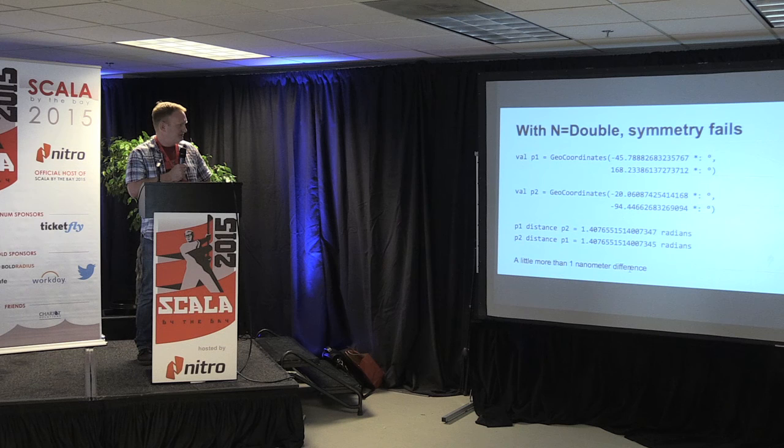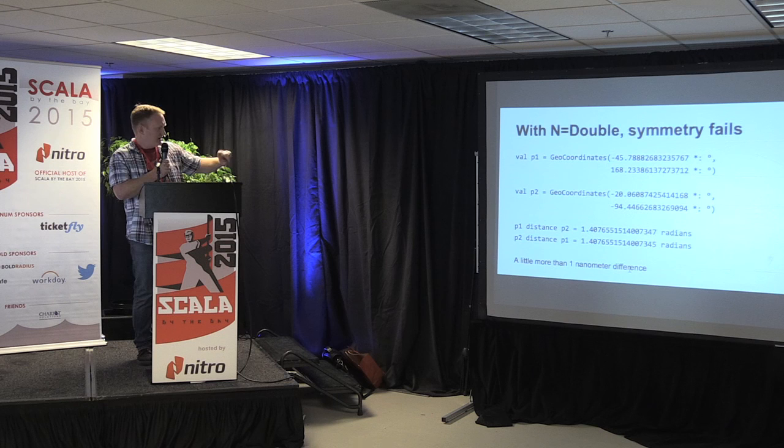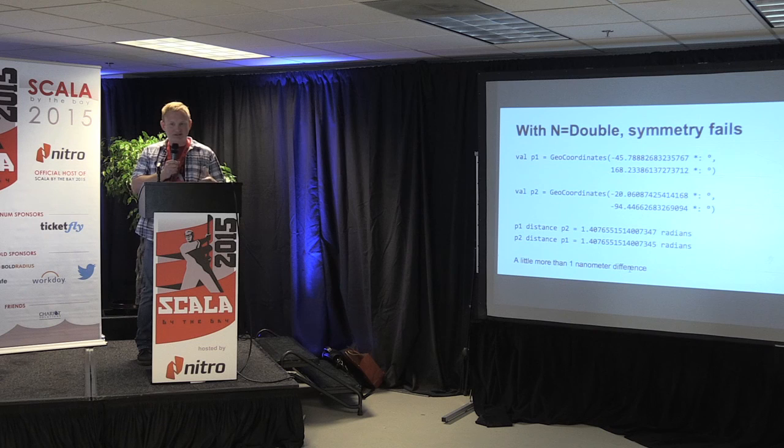And I fired up a REPL, and the distance from the first one to the second one is that number of radians on that line. And then in reverse, it's almost exactly the same number, but it's just a little bit different. It's different enough that the test fails. That turns out to be something like a nanometer difference. So for all practical purposes, this does not matter. But the point is that the tests fail.